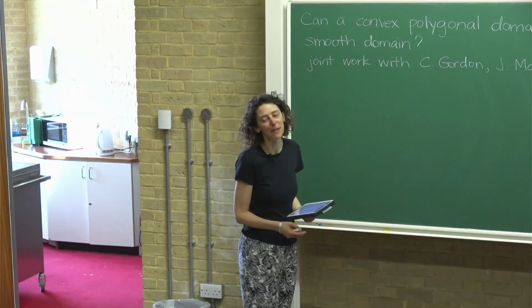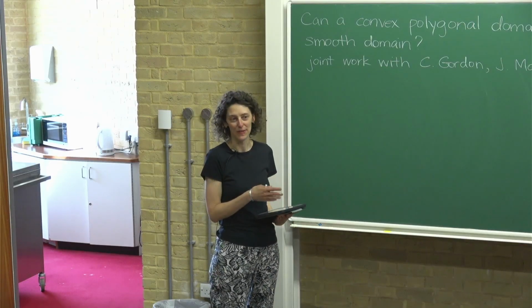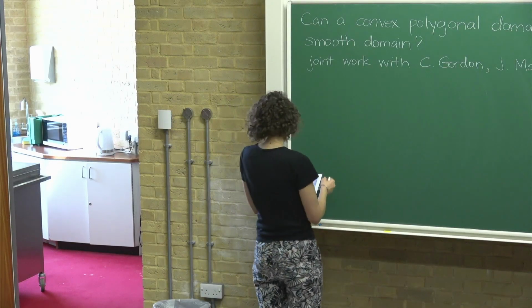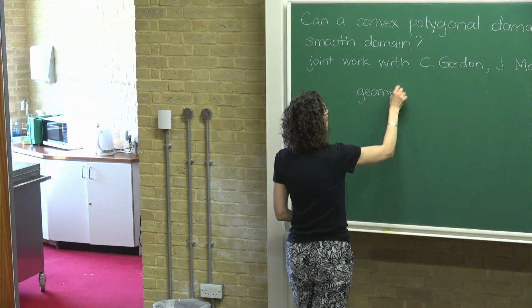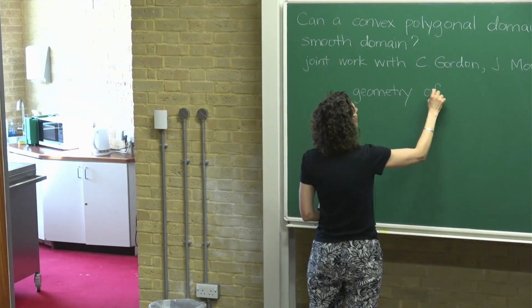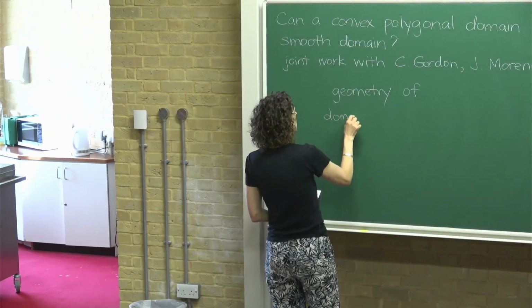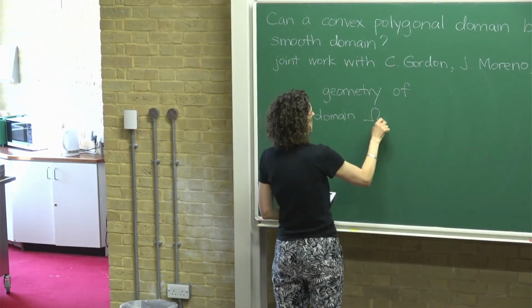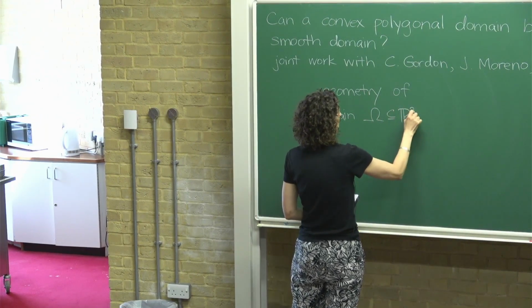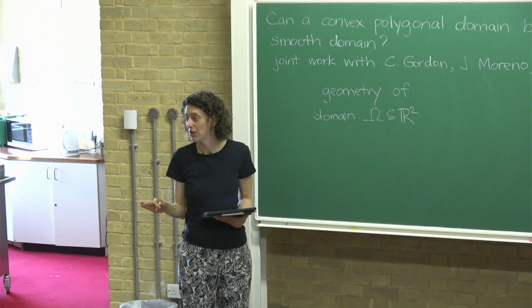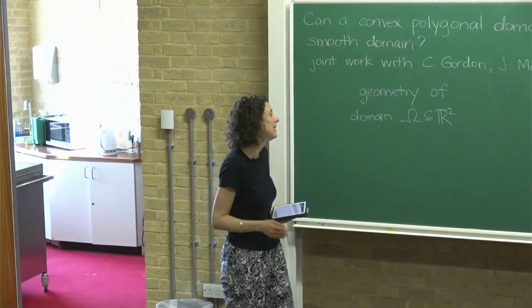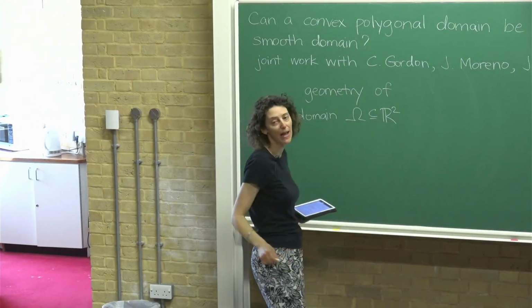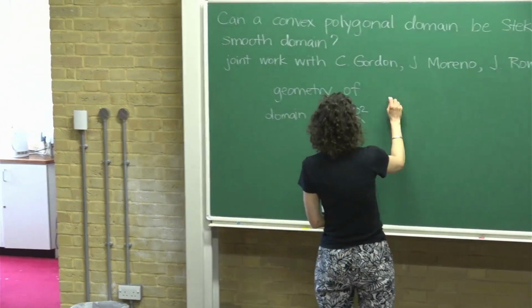So what I want to talk about today are some inverse spectral results. The question is, if we have some domain, we're going to mostly call it omega. I will just be in R2 today, no higher dimensions. So if we have some domain omega contained in R2, this is some bounded open set.